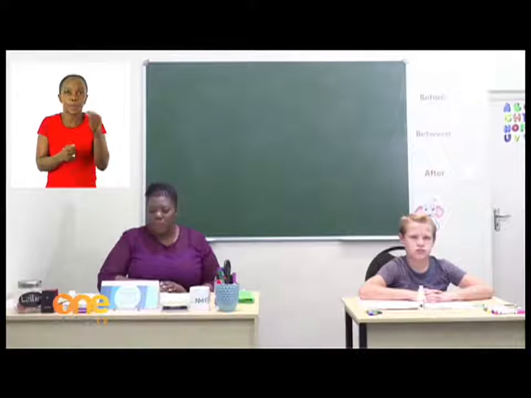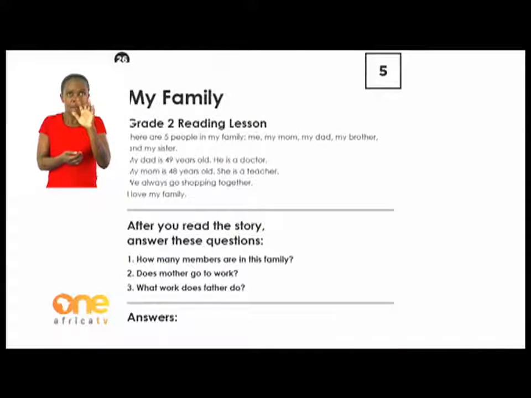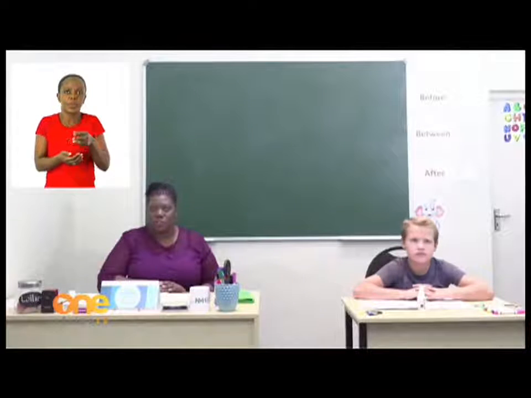For grade 2s, I will read their story. There are 5 people in my family. Me, my mom, my dad, my brother, and my sister. My dad is 49 years old. He is a doctor. My mom is 48 years old. She is a teacher. We always go shopping together. I love my family. After you've read this, read it again 2 or 3 times until you understand, and then answer the questions.